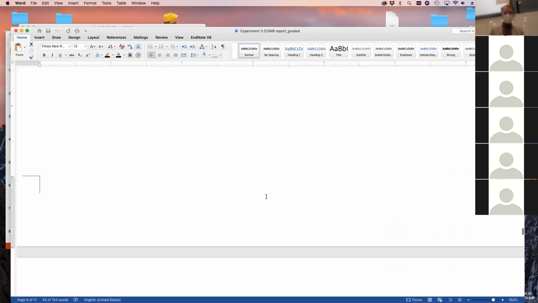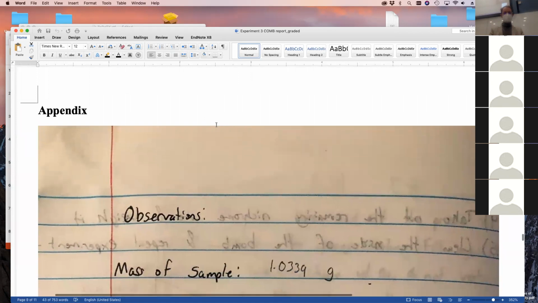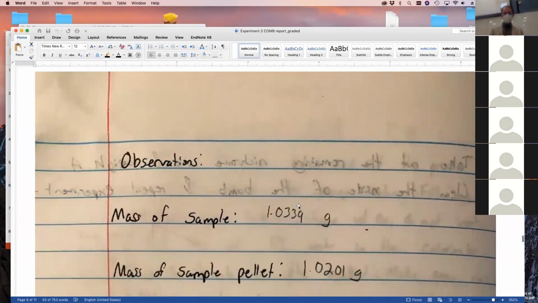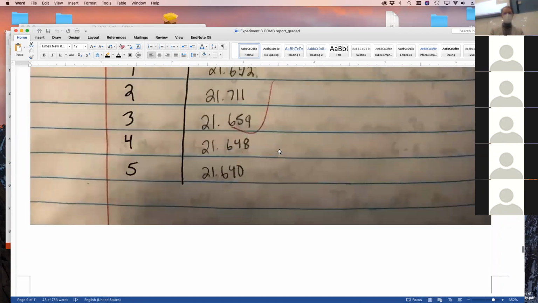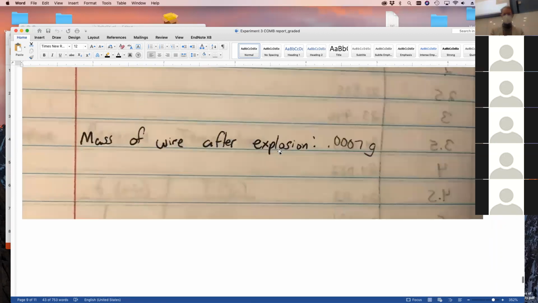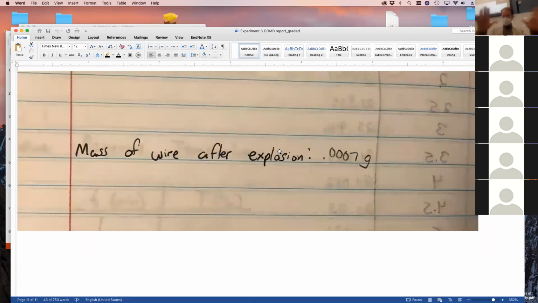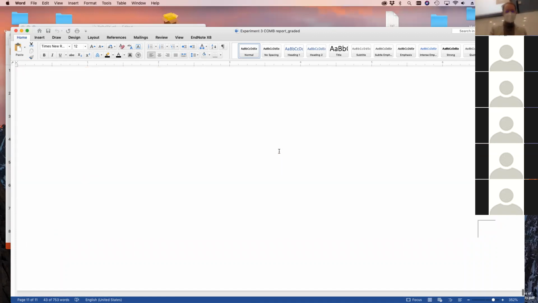And then finally, in the appendix, you should put basically a photocopy of the relevant pages of your lab notebook so that the TA can make sure that they can see where everything came from when they're looking through your lab report. Okay, any questions about that?